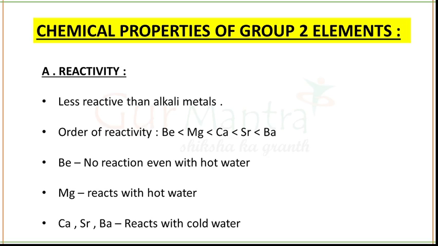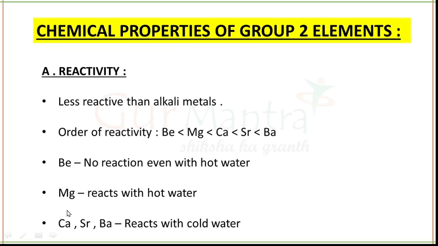The elements of group 2 are always less reactive than the alkali metals. As you know, the order of reactivity always increases from top to bottom. That's why the order of reactivity in case of group 2 is this. From Be to Ba, the order of reactivity increases.